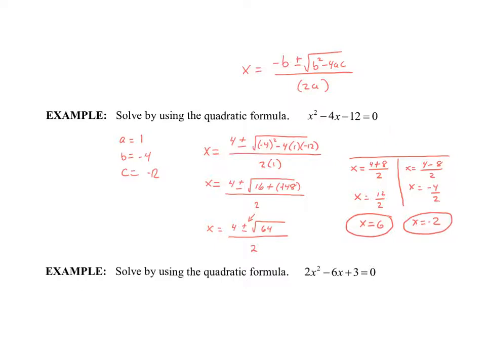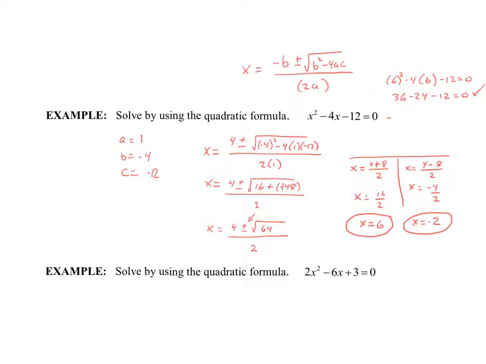So, if I plug in the 6, I'll have 6 squared minus 4 times 6 minus 12 equals 0. And if we solve this correctly, this should be a true statement. So I get 36 minus 24 minus 12 equals 0. 36 minus 24 is 12. 12 minus 12 is equal to 0. So that works. So I know 6 is definitely a solution.